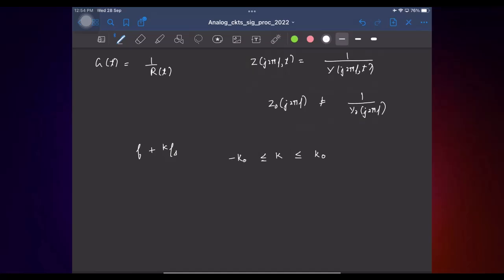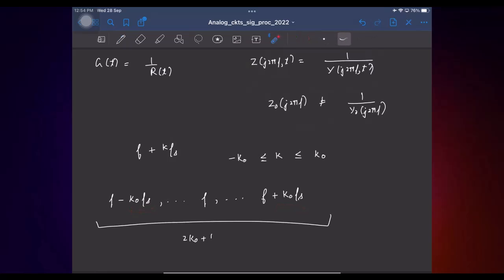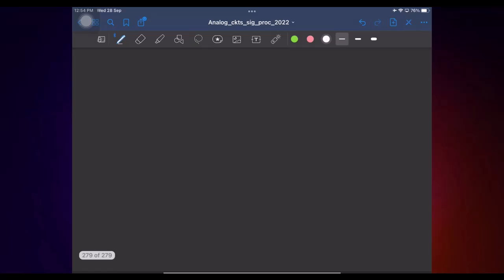So we'll basically try to find the relation between voltages and currents at all these frequencies. And how many frequencies are there? 2k0 plus 1. f minus k0 fs, up to f plus k0 fs. So let's quickly do that, and we'll start with the time varying conductance for simplicity. By definition, I know i of t is g of t times v of t.